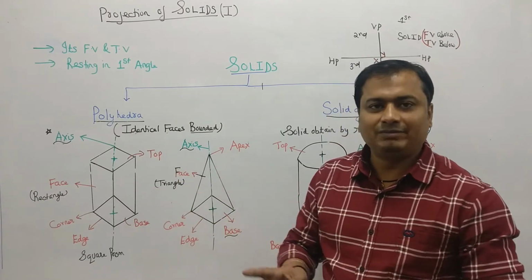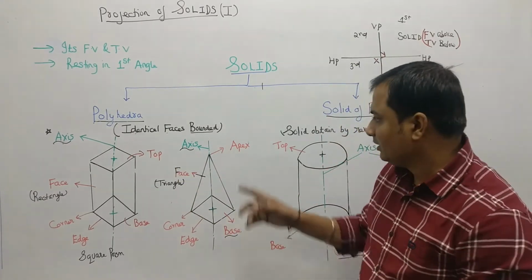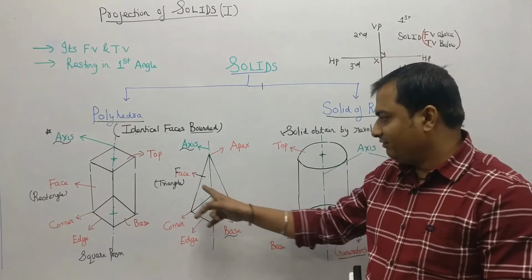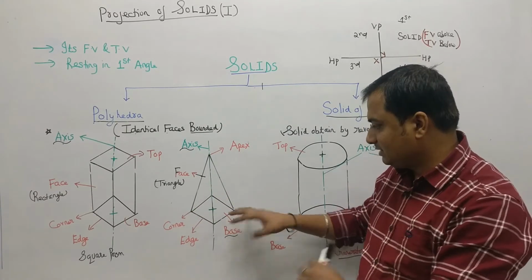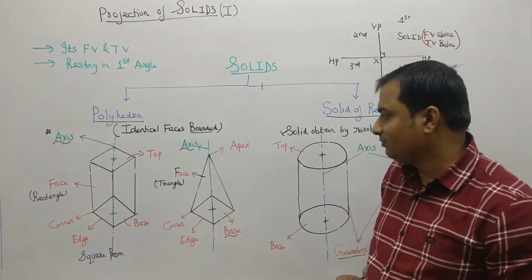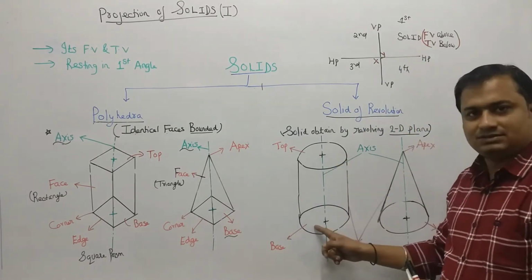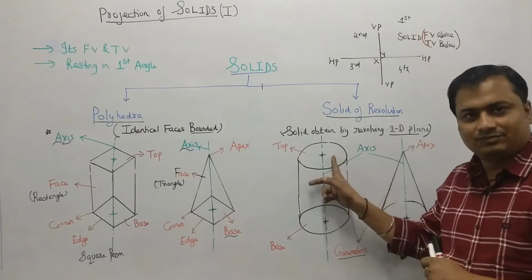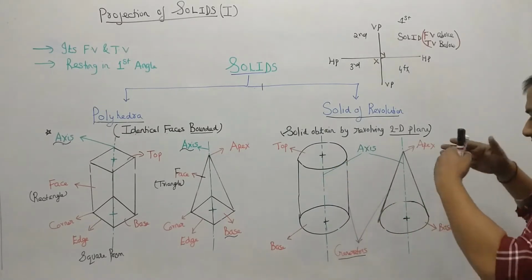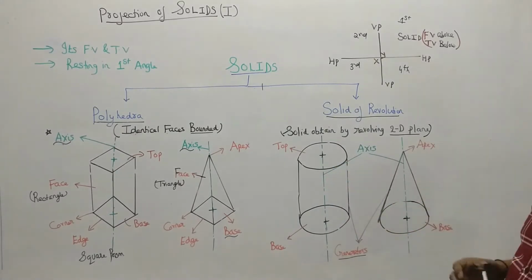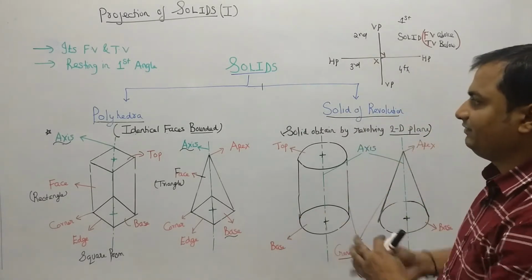Top and base should be the same, and the naming is done depending on that. The pyramid has faces which are triangles, a base, and an axis, and the naming of the pyramid depends on the base. The cylinder again has a top, base, generator and axis, and the cone has generators, base, apex and axis. Okay, so these are the classifications of the solid.